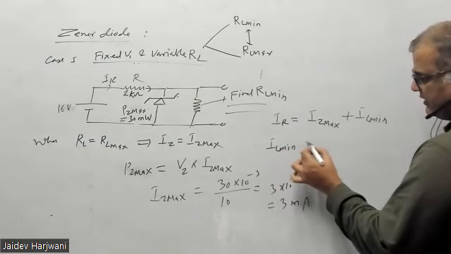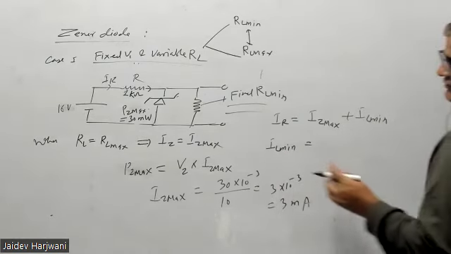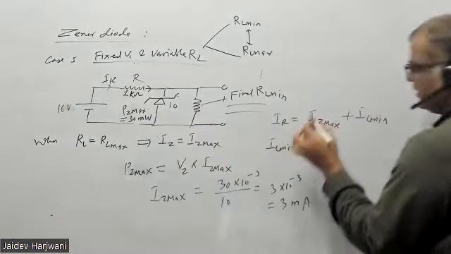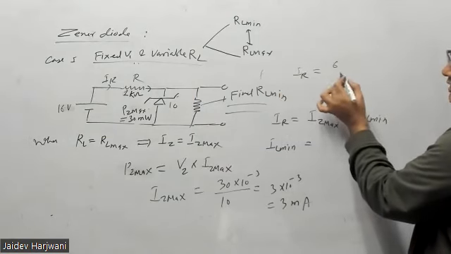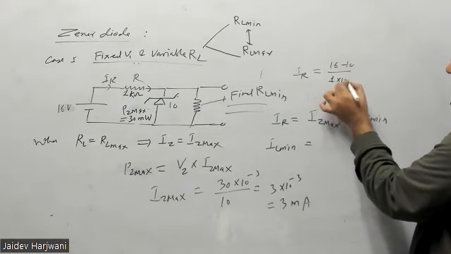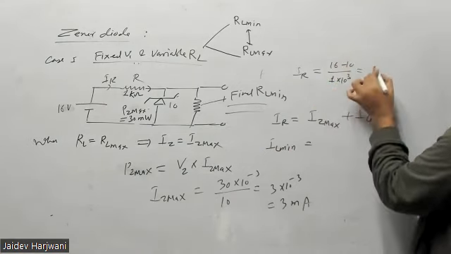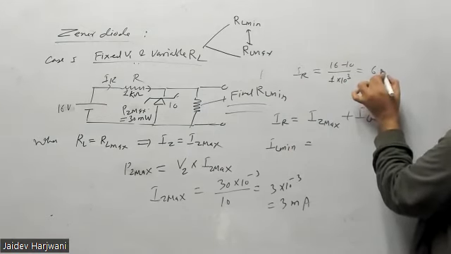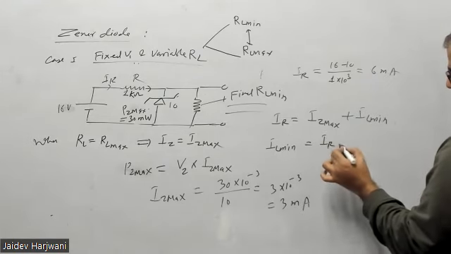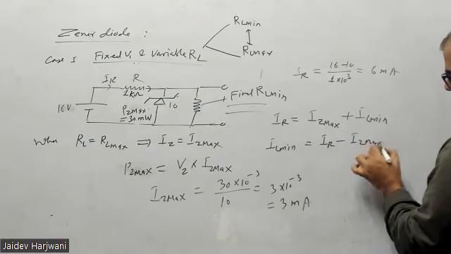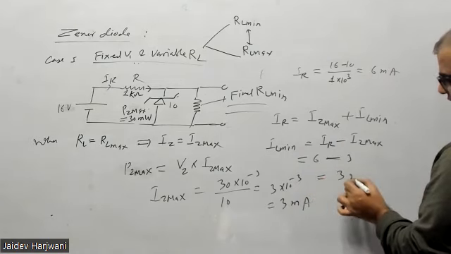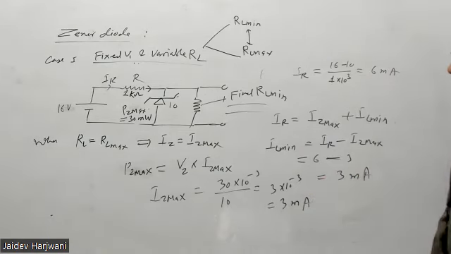So IL minimum will become, IR was how much? If this is 10, this is 16, this is 6. IR is simply 6 volt divided, 16 minus 10 upon 1 kilo ohm. That is 6 milliampere. And now IR minus IZ max, that is 6 milliampere minus 3 milliampere. That is IL. IL minimum is 3 milliampere.